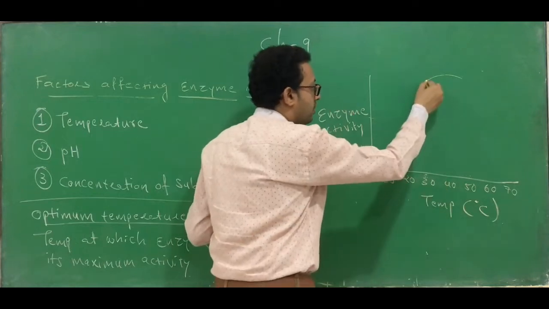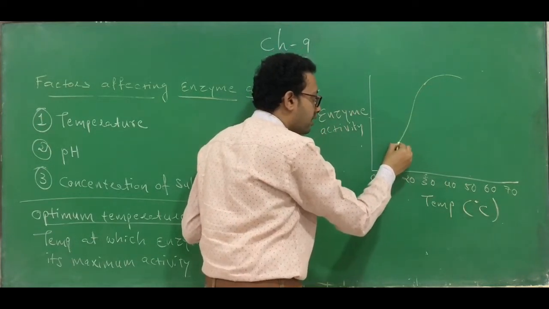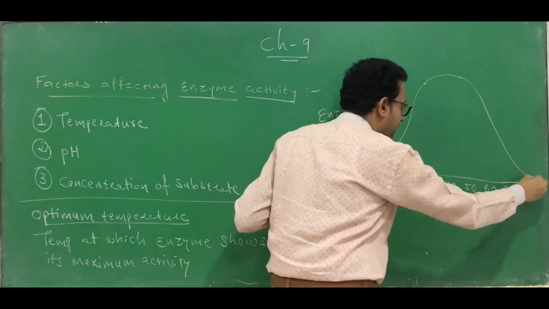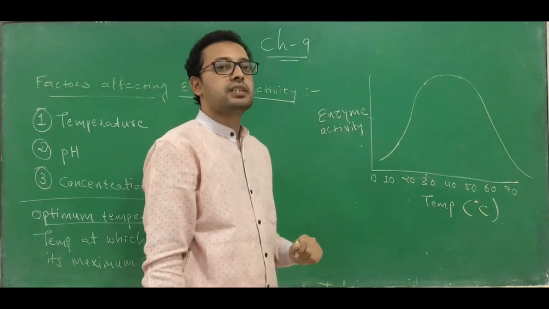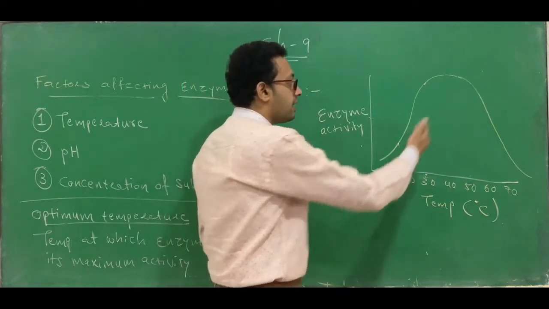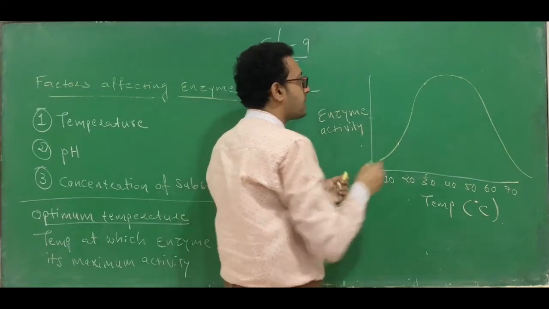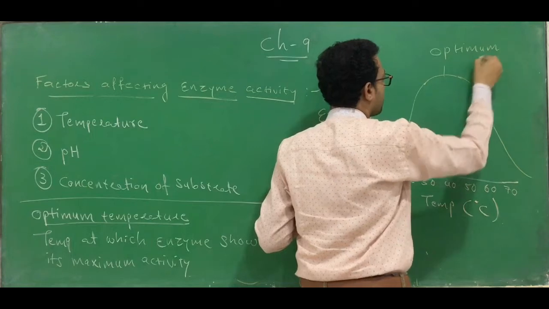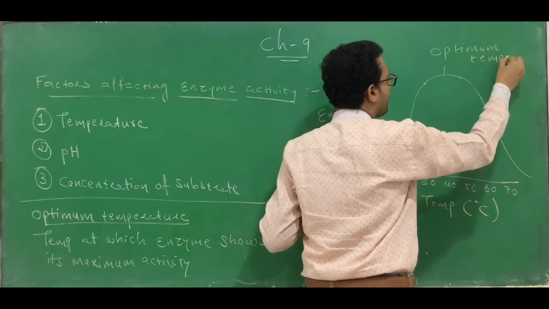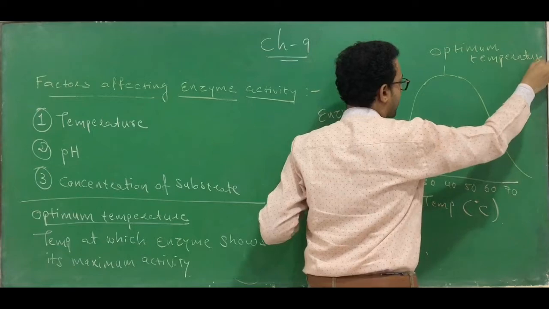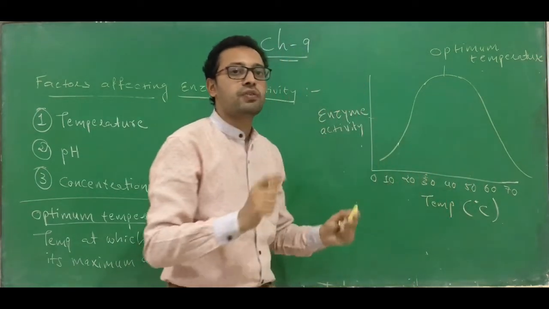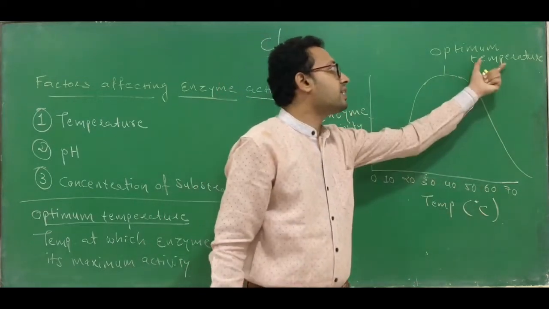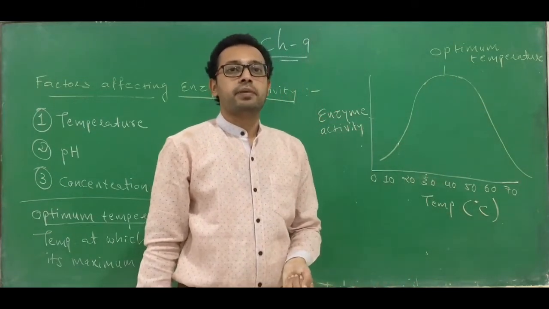Below this temperature, below 30 degrees Celsius, there is a decrease in the enzymatic activity, and above 40 degrees Celsius also, the activity of the enzyme gets decreased. So this temperature is called the optimum temperature. What is it called? Optimum temperature. Usually for most enzymes, the optimum temperature lies in the range of 30 degrees Celsius to 40 degrees Celsius. This is the range in which they show the maximum activity, and this temperature is called the optimum temperature.